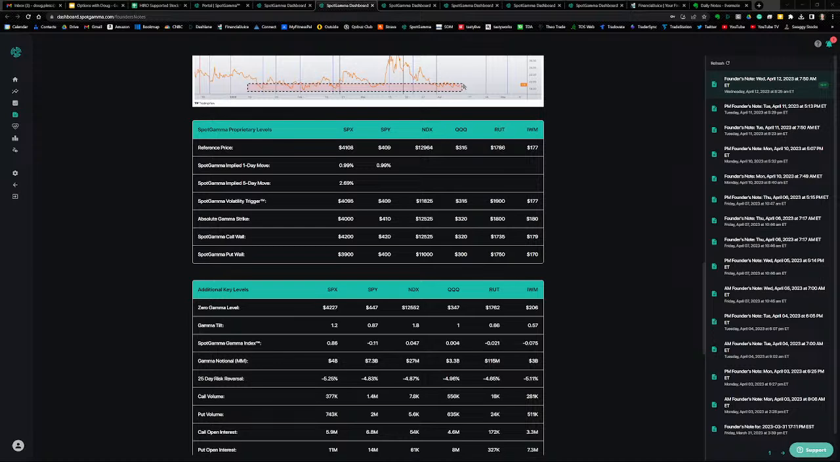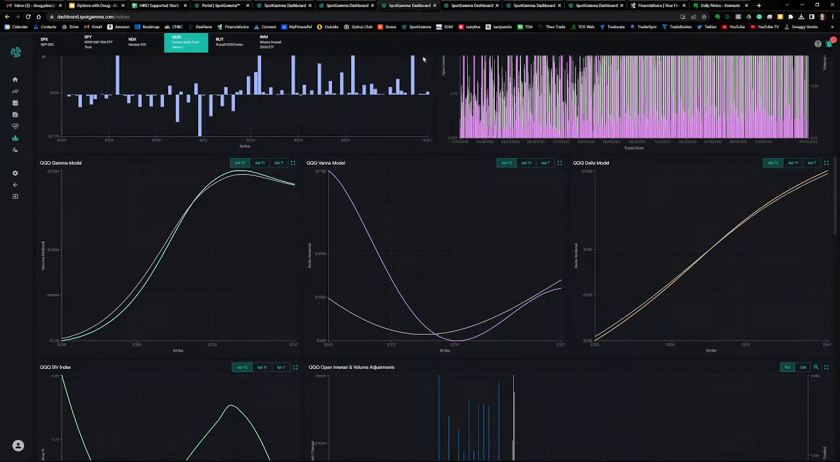And if we have time toward the end, I'll go back and we can take a look at the gamma levels, and before we've been able to identify those gamma flip levels pretty closely with the combo levels. All right, so there's the volatility trigger, the Vanna model for QQQ.